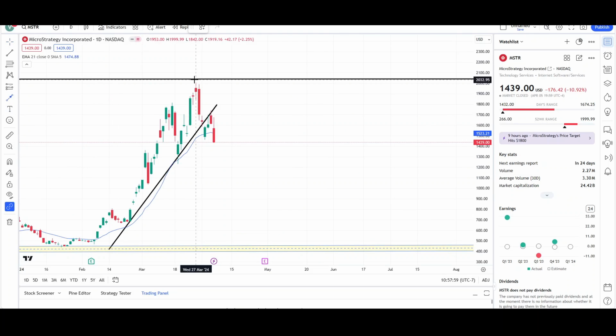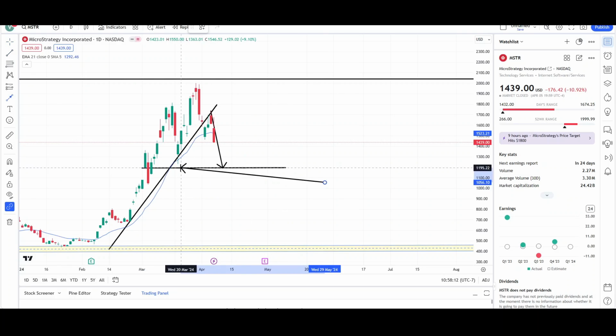So where is a near-term target? Well, you're going to have to measure the prior leg, which can be replicated in the future, and that would take price right back to the $1,189 level. So it's probably going to be stopping out the longs who have their stop losses right over here.